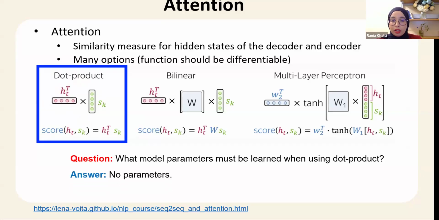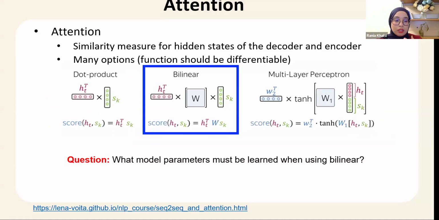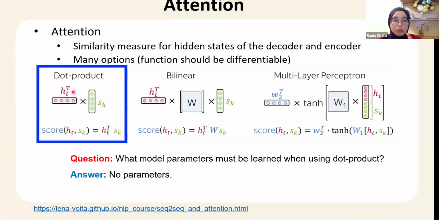For the dot product formulation, we simply multiply one vector by another element-wise and sum the result, which means there are no weight matrices, no trainable components, and no transformation being applied. Because of this, the dot product introduces zero learnable parameters. There is nothing to learn in this case. It is purely a mathematical operation applied to the input vectors.